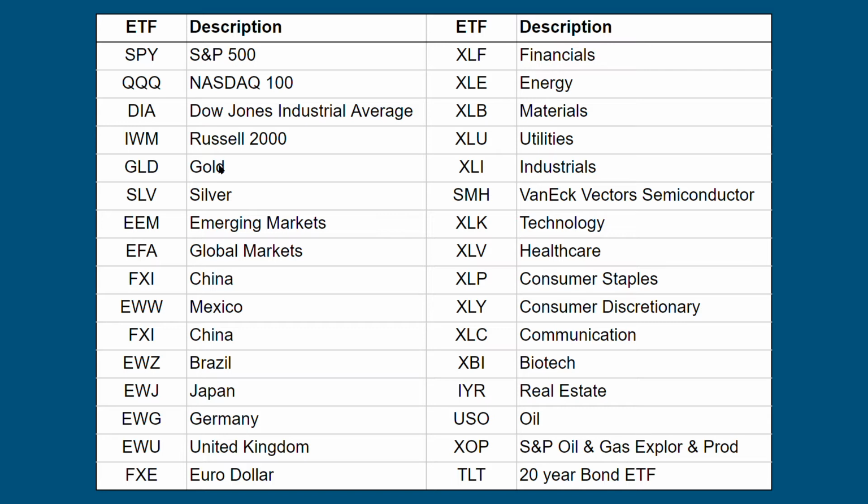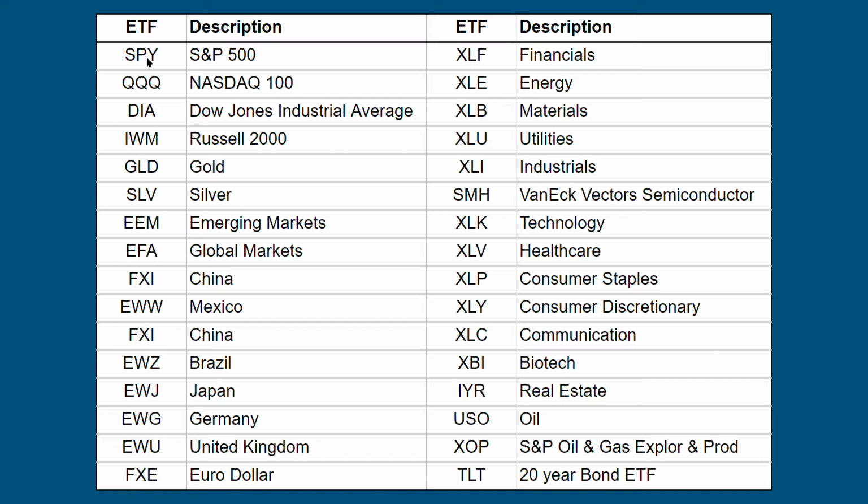And then if you want to invest in an ETF that follows the price of gold or silver, emerging markets, global markets, China, Mexico, these are country specific. The euro dollar, which is like a form of currency. It's not the euro, it's the euro dollar. It's slightly different. You can look more into that on your own if you're interested. And then these are by sector, or more specific.